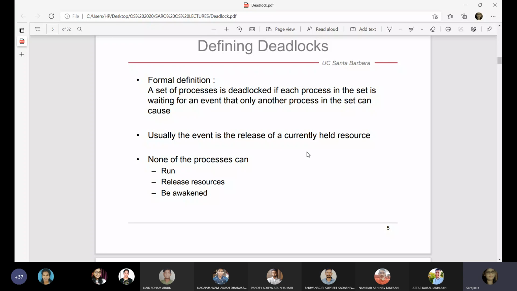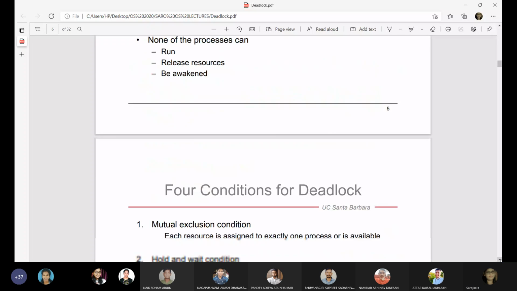Now, if the deadlock happened, what will happen? None of the processes can run. None of the processes can release a resource. None of the processes can be awakened. That means all the processes will go to what? Waiting state, sleep state. Okay. So this will be the problem if deadlock happened.